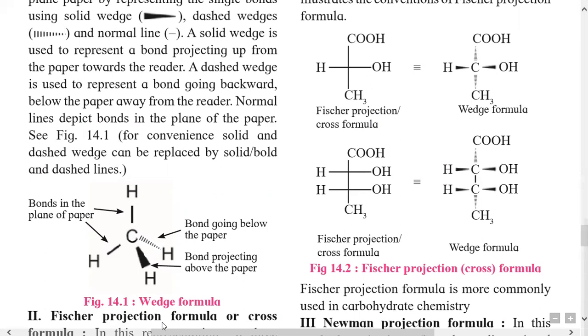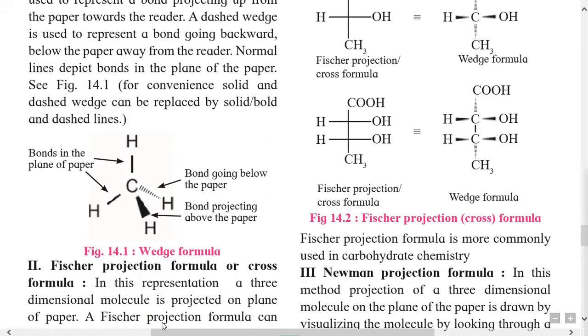And in the Fisher projection formula, these are all normal lines. Only remember that if it is horizontal, then it is above the plane. If it is vertical, then it is below the plane. So that's very simple. The Fisher projection formula is more commonly used in carbohydrate chemistry, which is given in 12th standard.